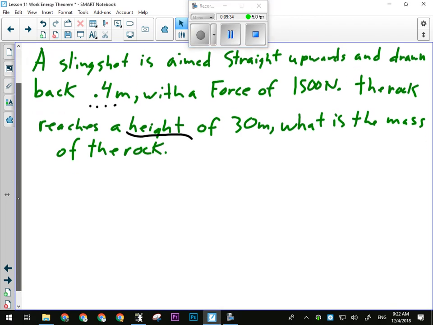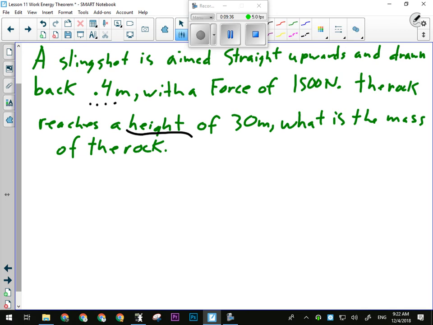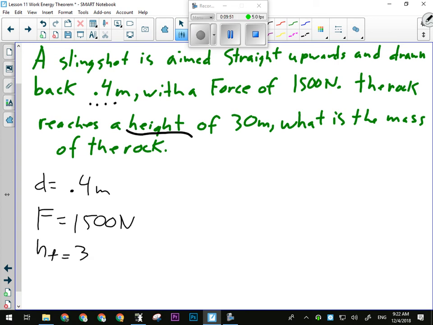All right, so for this one here, first thing, our givens. We know the distance that the slingshot is drawn back is 0.4 meters. We know the force used to do that is 1,500 newtons. And we know that the rock reaches a final height of 30 meters when its initial height we discussed was 0 meters. We're looking for the mass of the rock.